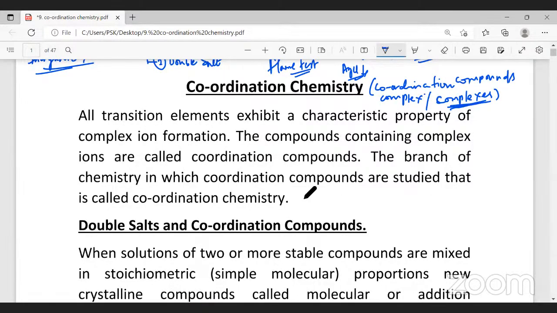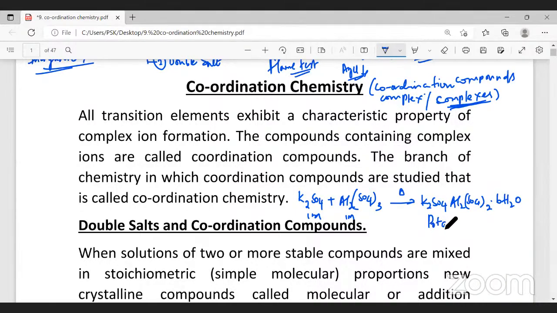Anyways, for a double salt, you take potassium sulfate and aluminum sulfate, equal concentrations, 1 molar and here also 1 molar. You heat it to dryness. When you heat it to dryness, we will get potassium sulfate, aluminum sulfate, and 6H2O. This is called potash alum. It is an example for a double salt.